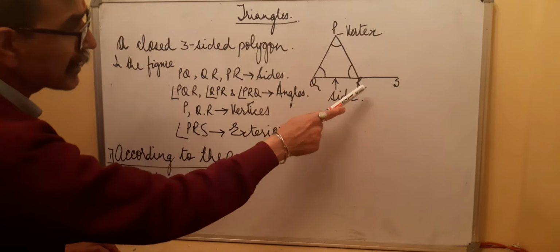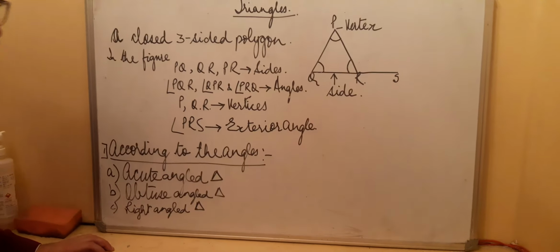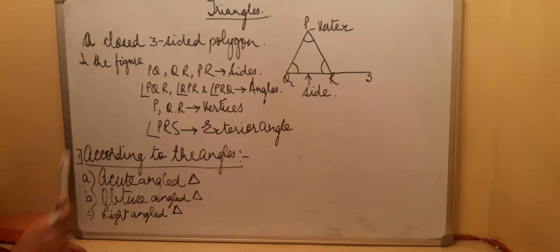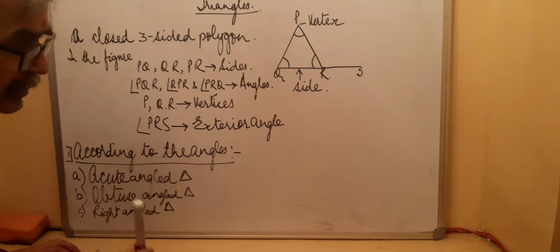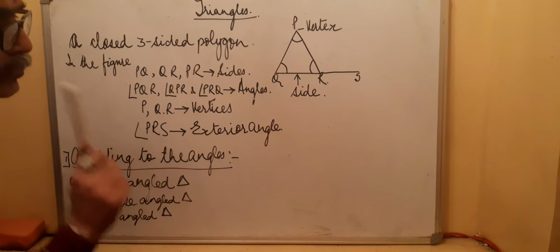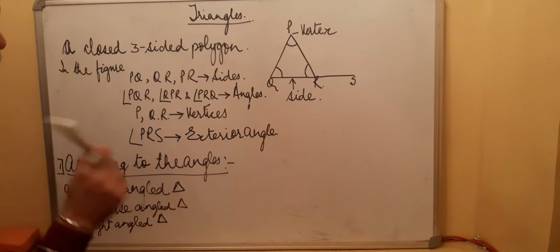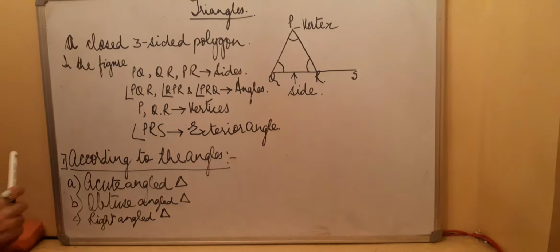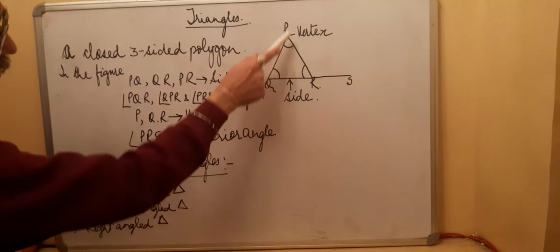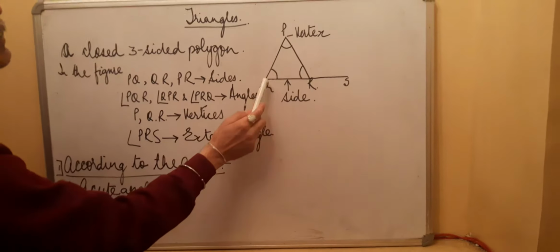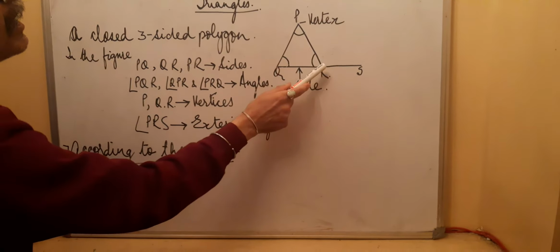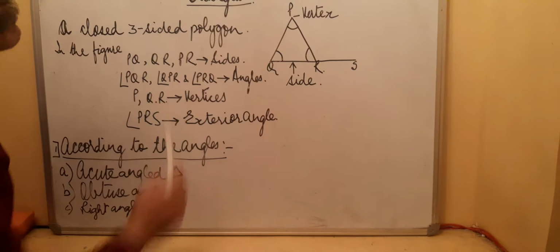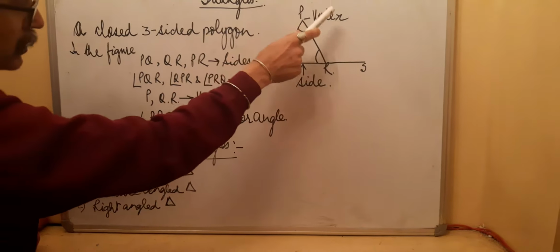P, Q and R are the vertices. Now, what is a vertex? Vertex is a point where the two rays or lines meet. This is known as the vertex. In this case, vertex P, QP and PR, they meet at point P, therefore they are forming a vertex.